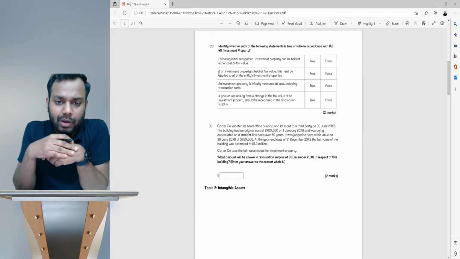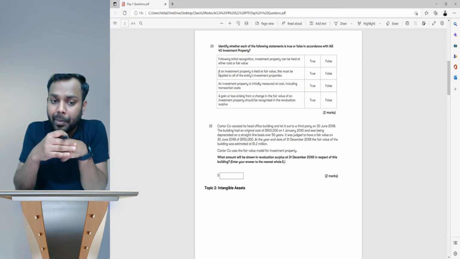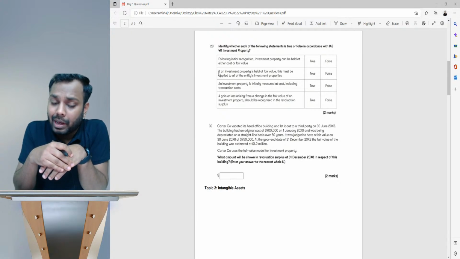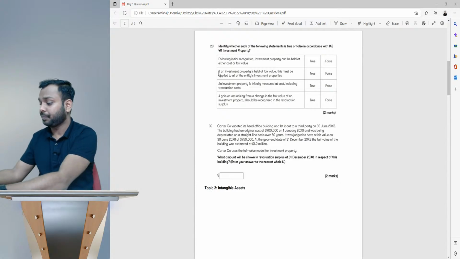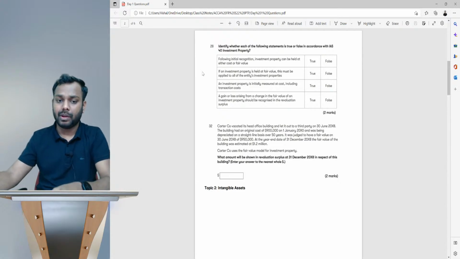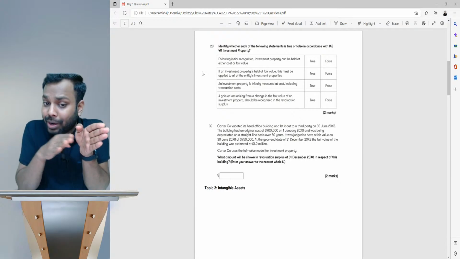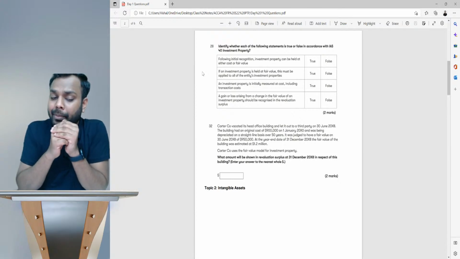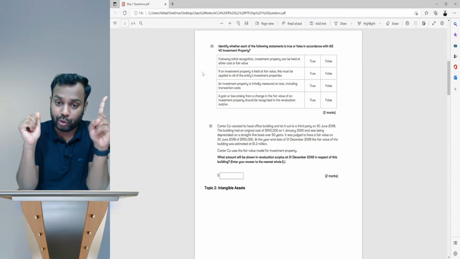Identify whether each of the following is true or false in accordance with IAS 40 investment property. Following initial recognition, investment property can be held at either cost or fair value. Tell me, guys, whether it is true or false. It says subsequently investment property can be at cost or fair value. True, right? It is true.